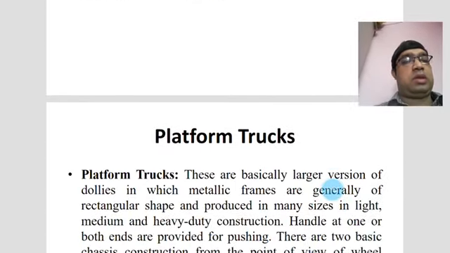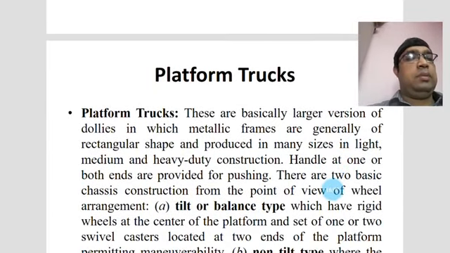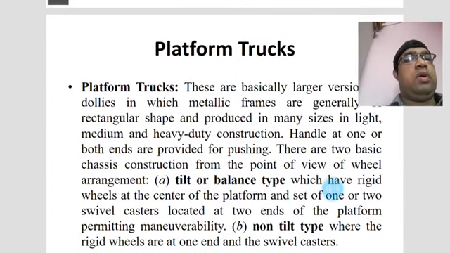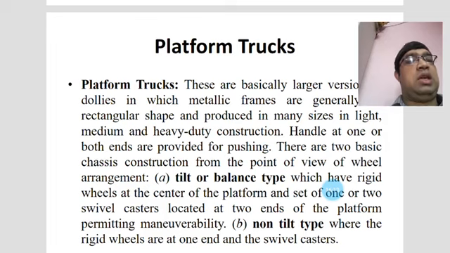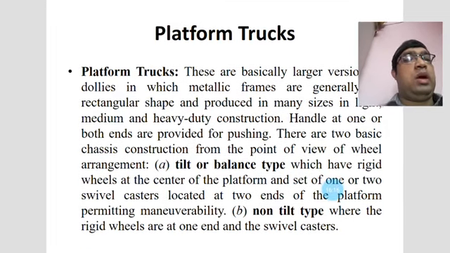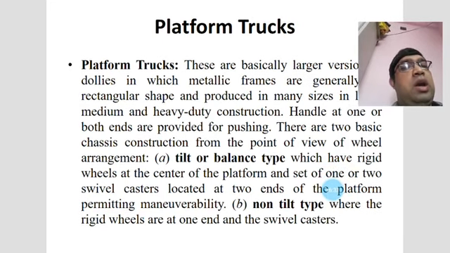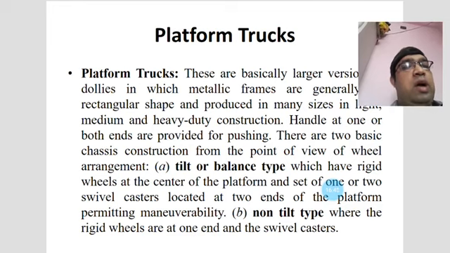And the platform trucks are basically the larger version of the dollies, in which the metallic frames are generally of rectangular shape and produced in many sizes: light, medium and heavy, for heavy duty construction. Handles at one or both ends are provided for pushing. There are two basic chassis constructions from the point of view of the wheel arrangement. Heavy duty construction is also required for platform trucks.